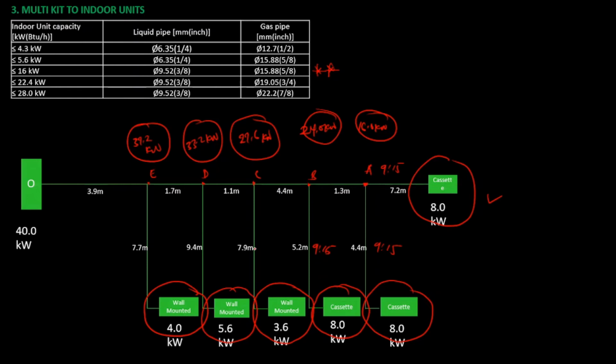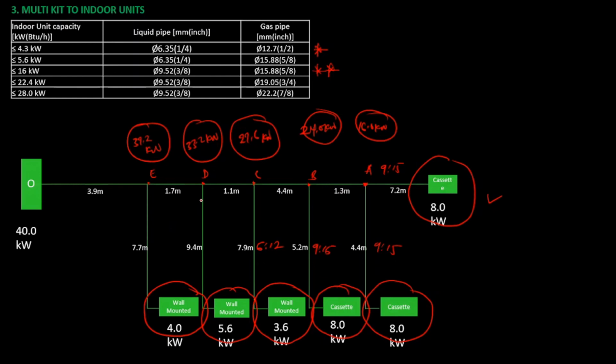At branch C, the indoor units connected to branch C have a capacity of 3.6 kilowatts. Alright, so 3.6 kilowatts is less than 4.3 kilowatts. So we're going to use this row. So come here and write 6 and 12.